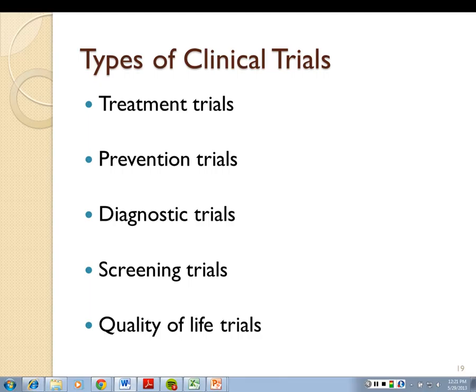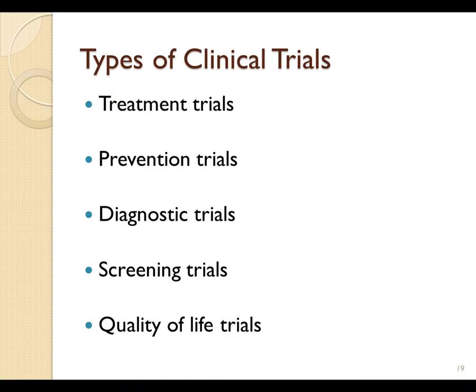Diagnostic trials are designed to find methods for diagnosing diseases in symptomatic individuals. Screening trials are designed to test the best methods for detecting certain diseases or conditions, typically in asymptomatic individuals. And quality of life trials are designed to find ways to improve comfort and quality of life in people with chronic illness.